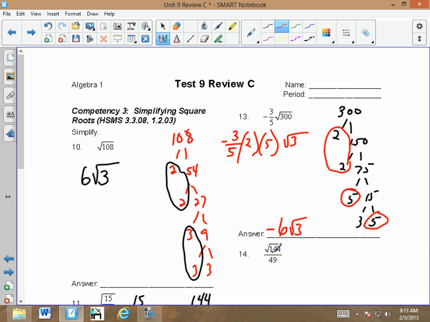Now, if I want to check my answer, I can put this whole thing into the calculator. Three over 5 times the square root of 300 equals negative 6 square root 3. So I can check my answer in the calculator. I cannot do the calculator and then write the answer. I have to see all this work right here, okay?